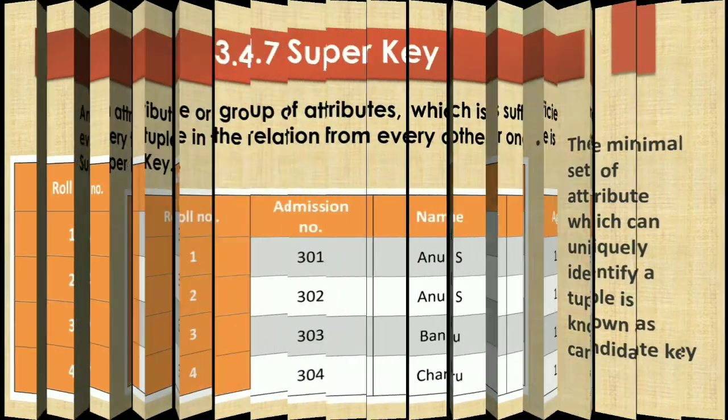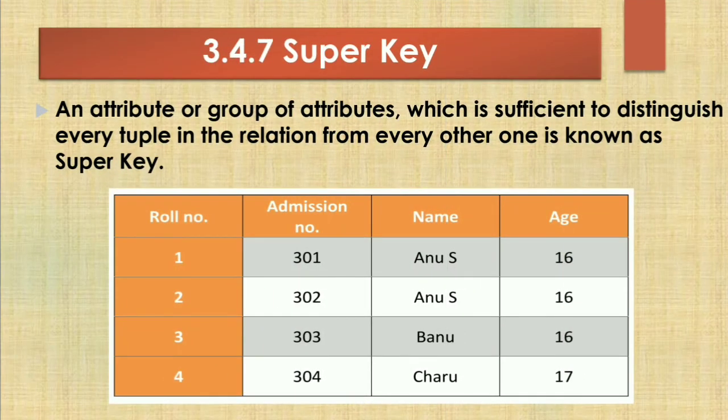And the next one is super key. Super key means in a given table, almost all the columns, all the attributes are called as super key. So if you are going to mention the roll number, admission number, name and age, all this data, and if you search for a person, you will get the person uniquely. So all the participating columns or participating attributes are called as super key.